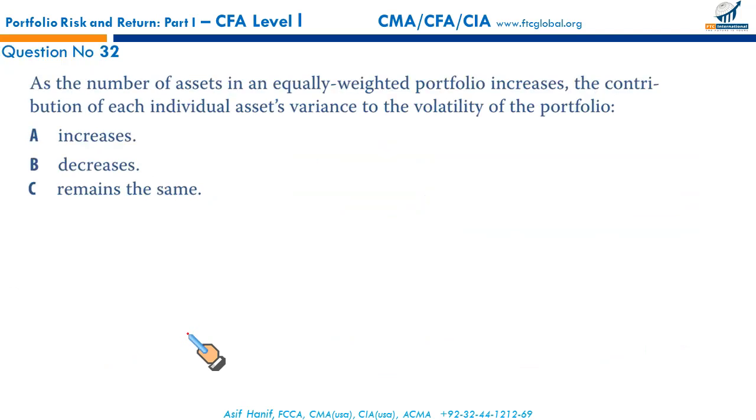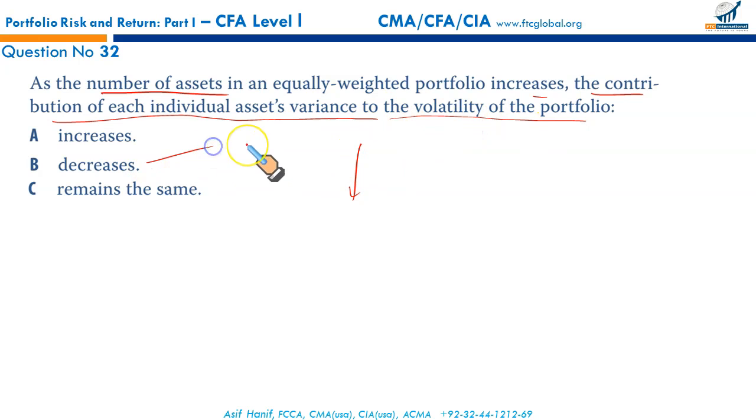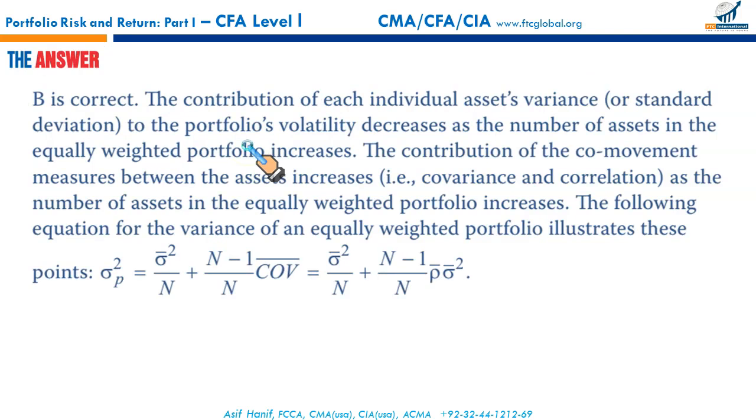Okay, next question says, as the number of assets in an equally weighted portfolio increases, the contribution of each individual asset's variance to the volatility of the portfolio would decrease. That's a fairly straightforward question. If the number of securities increases, their relative proportion would decrease, so their contribution of individual variance to the volatility of the portfolio would also decrease. So B is the right answer.